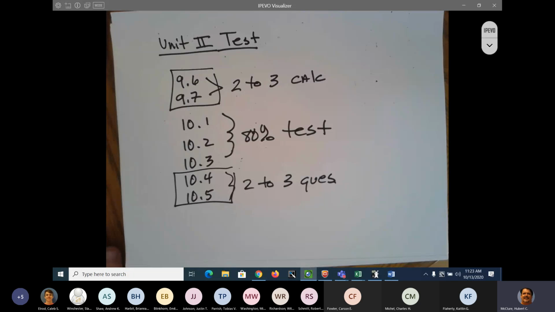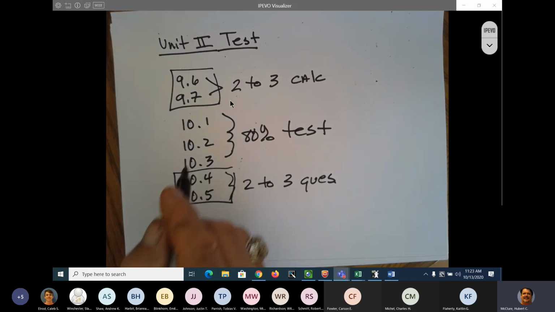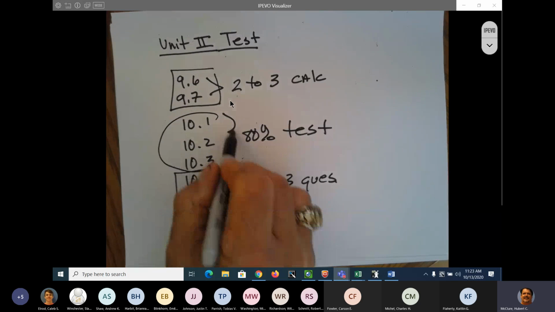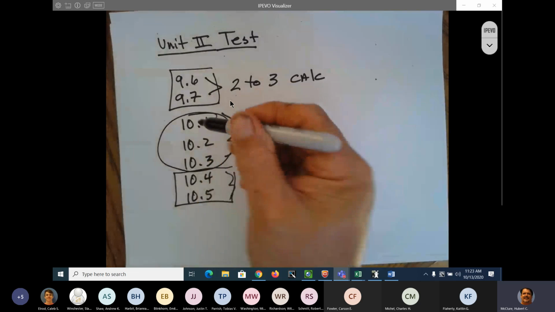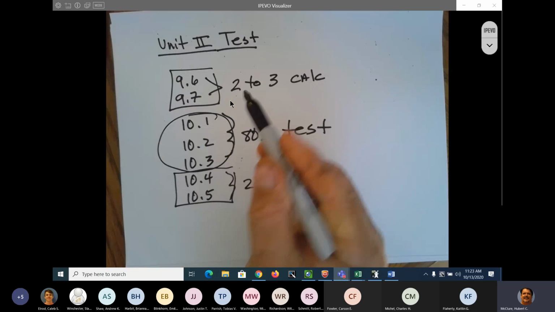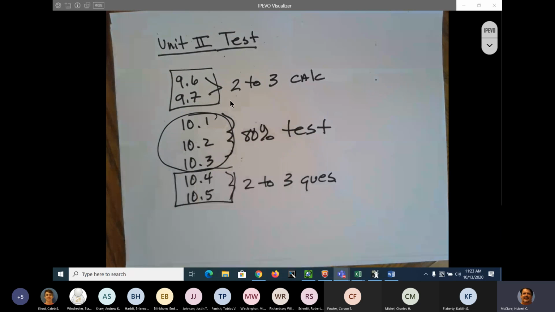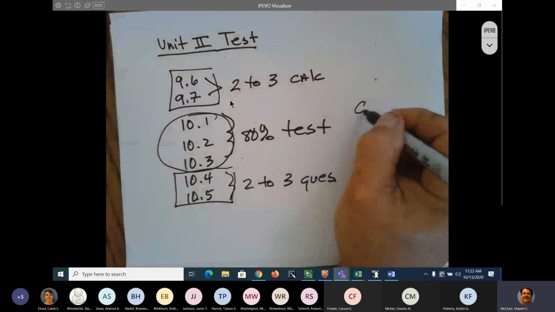Why? Because those are the heart. This is the heart of the identities. And if you can do these, then pretty much you can apply the identities to these 2 sections. Most of the time you're going to need a cheat sheet anyway. And on this test, make sure you have a cheat sheet.